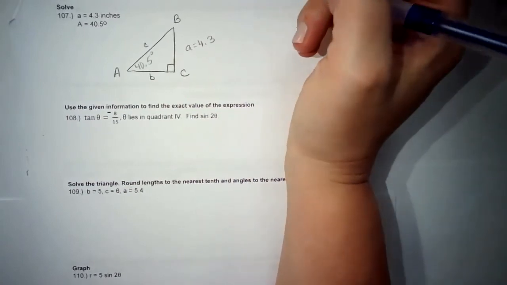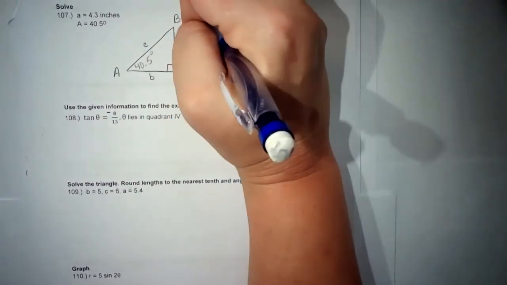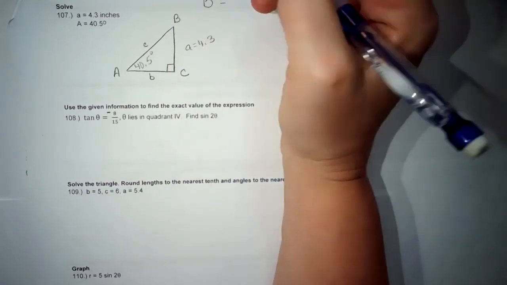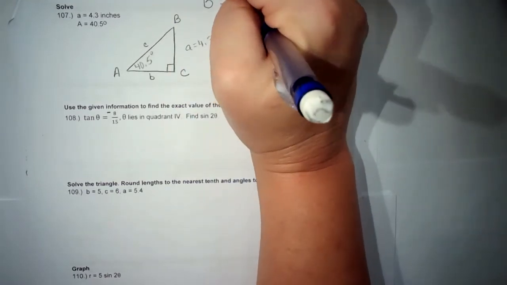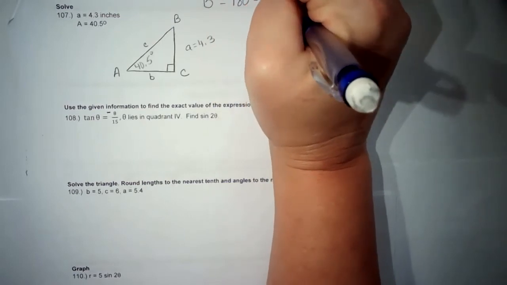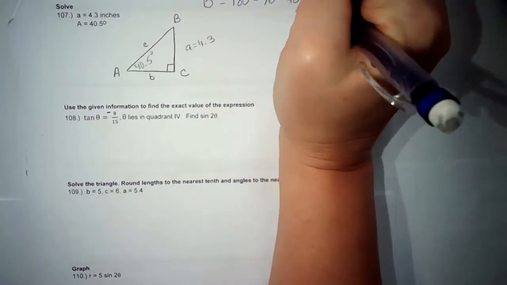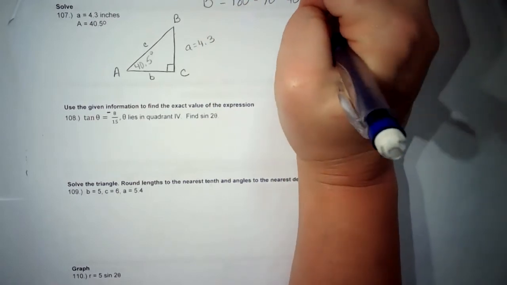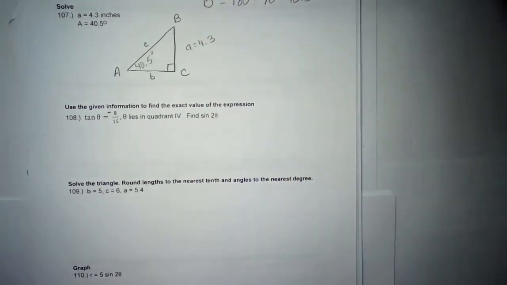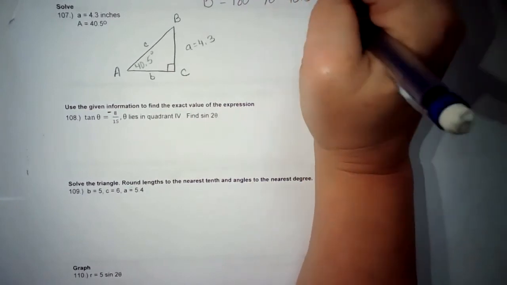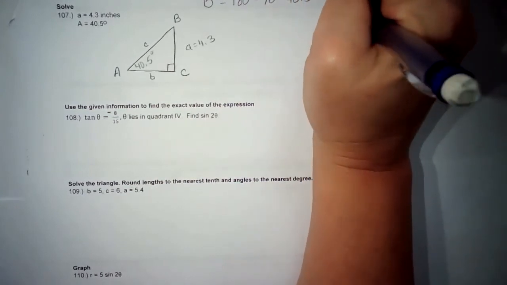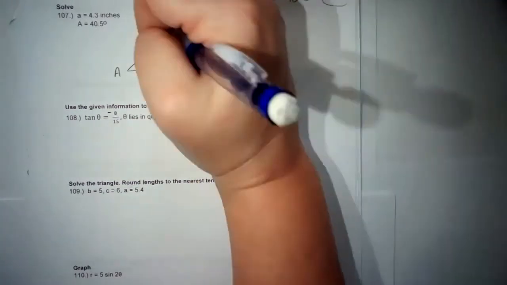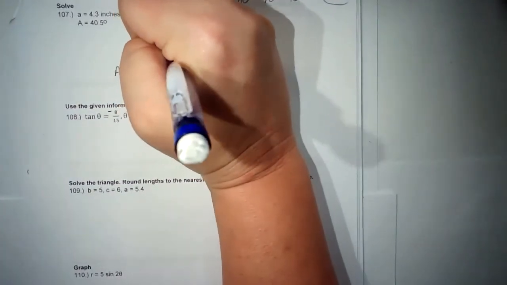So how would I find angle B? What would be the easiest way to find B? Subtract. So I can do 180 minus 90 minus 40.5, or you can just do 90 minus 40.5, right? And I come up with 49.5. Easy enough.